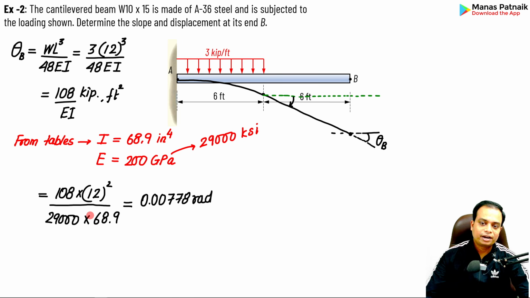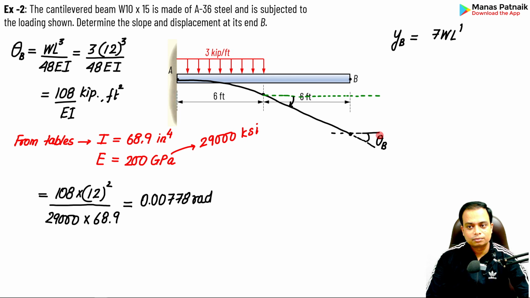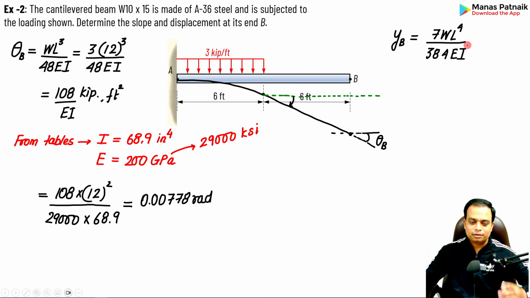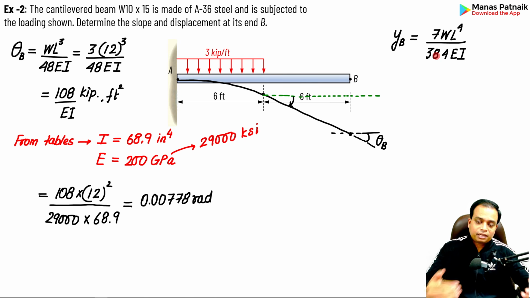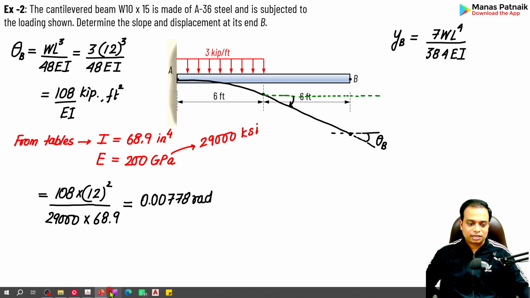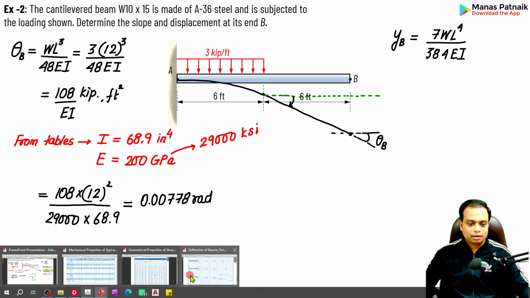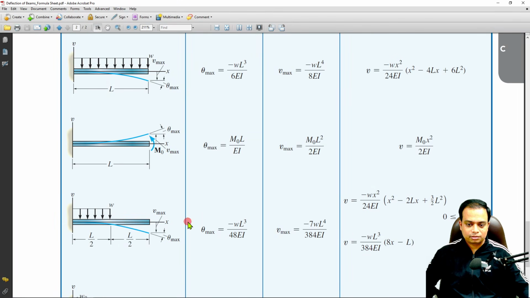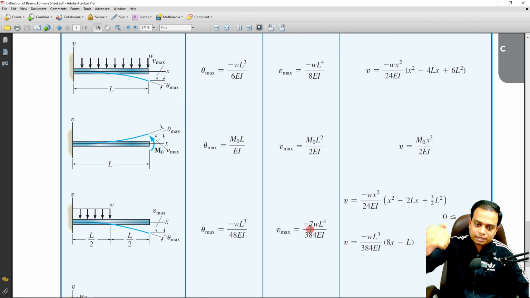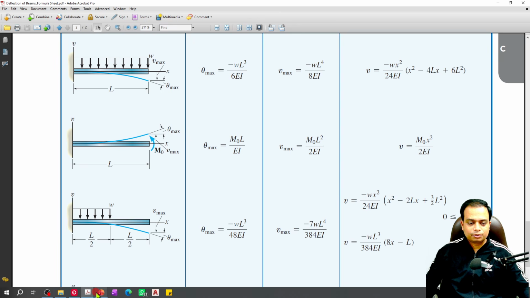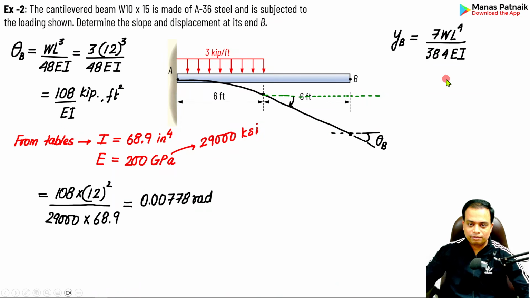In the second part, we're going to find the displacement over here. How do you find the displacement? What is the formula that you're going to use? 7WL raised to 4 over 384 EI. You can clearly see we searched for the formula based on the question that we are solving, and you simply now need to plug in the values. Let me show it to you again. That's the formula sheet. Here it is, 7WL raised to 4 over 384 EI. The negative sign simply indicates that the deflection is downwards. Here we go.